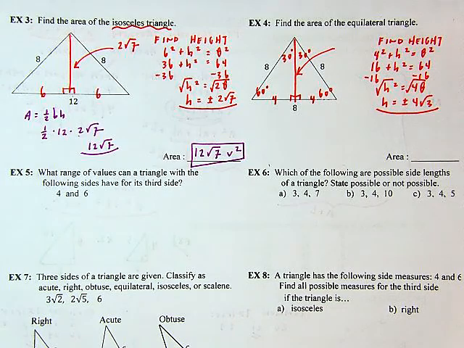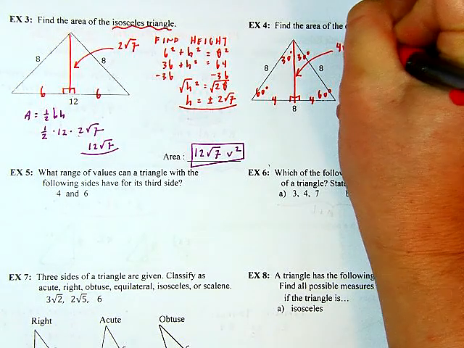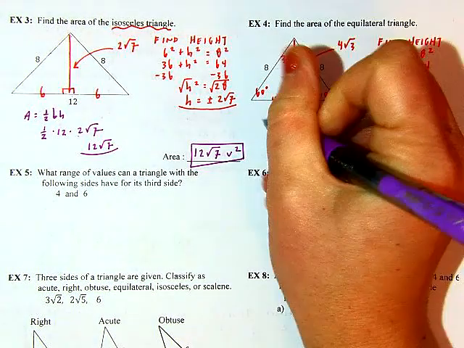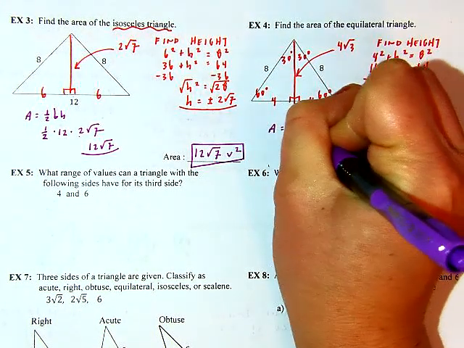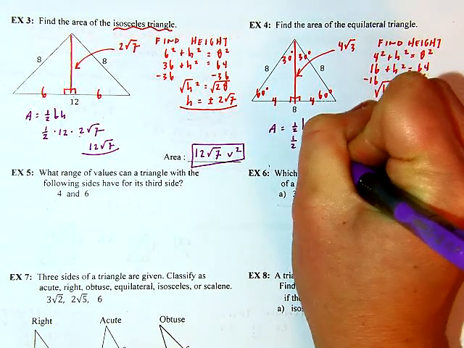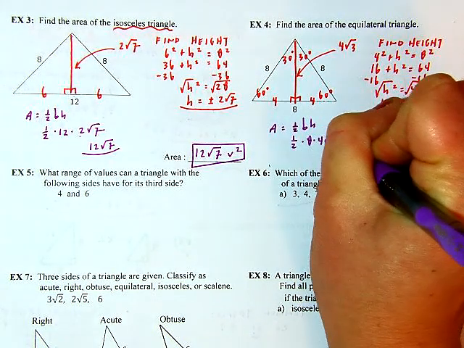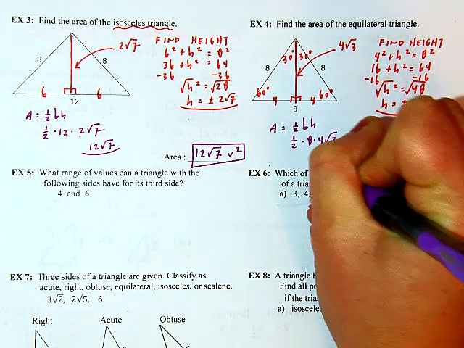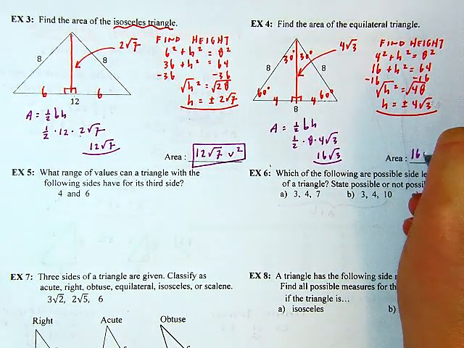Okay, so algebraically I get the two solutions, but geometrically I can only have the positive, so 4 root 3. So my height, 4 root 3. Area, half, base times height. So half of 8 times 4 root 3. So 4 times 4 is 16, and then root 3 units squared.